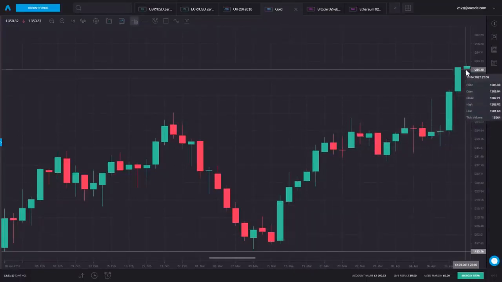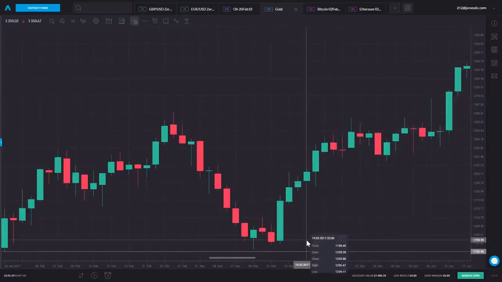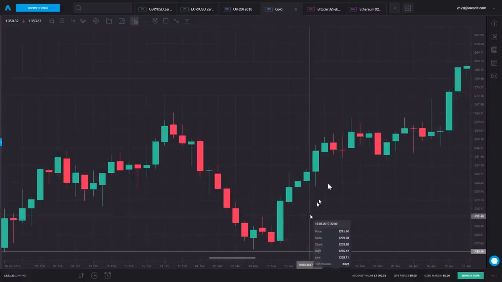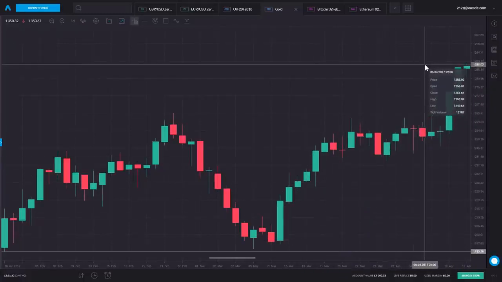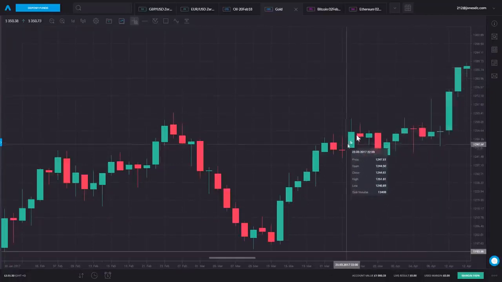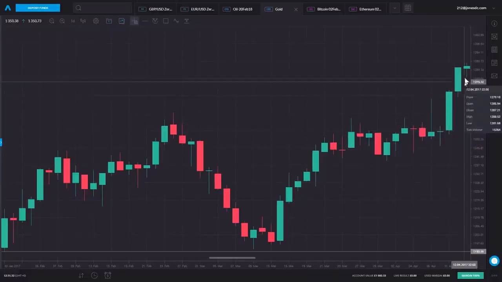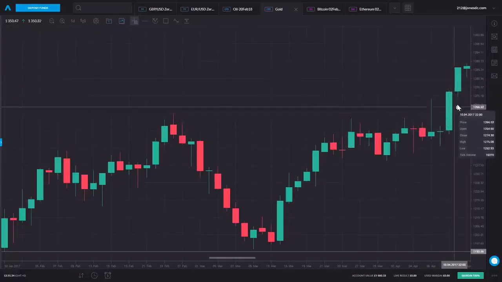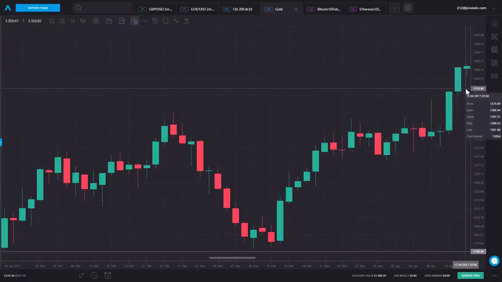This is 2017. So the market has moved from about $1,200 an ounce up to nearly $1,290. So that's a big old move in a little over a month. Everything looks okay. We've got higher highs, higher lows. You can see green candlesticks, the market's closing up, up, up. So this all looks very bullish.